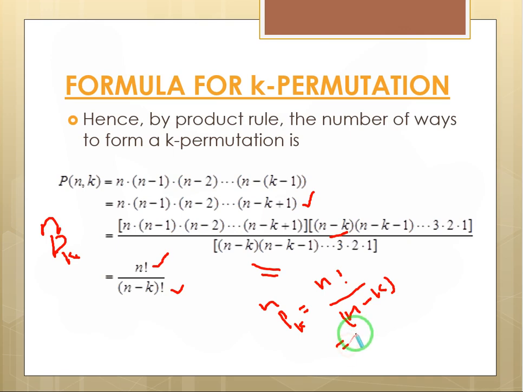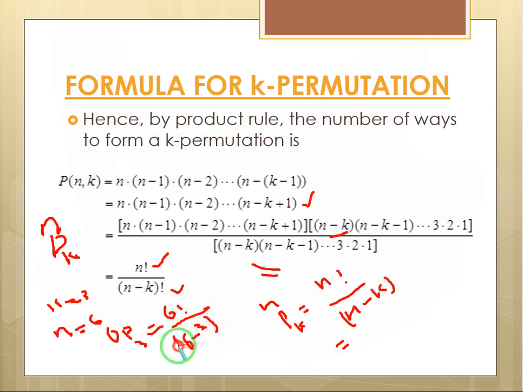Let's see, n is equal to 6. So it means 6 permutation. So what is your k now? Let's say k is equal to 3. So it can be 6 permutation 3. So by the formula, n factorial means 6 factorial divided by 6 minus 3 factorial. Then we can solve this now.